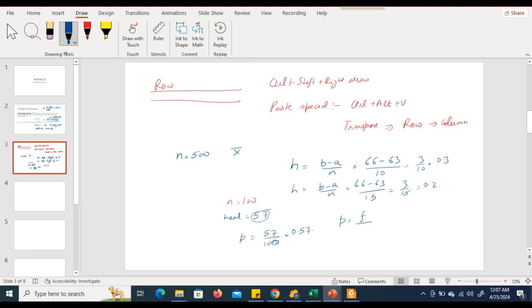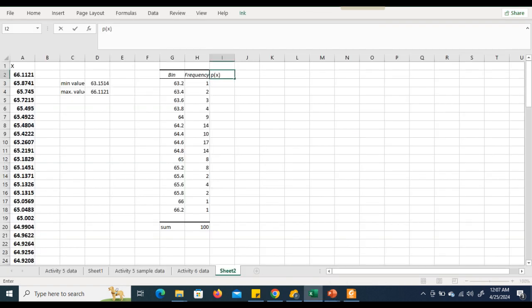Probability is the frequency of the event occurring divided by the total sum of the frequencies, which we denote with a capital letter N, right? So if we use this formula, how can we calculate the probability? It is equal to the frequency divided by the sum, that is 100.